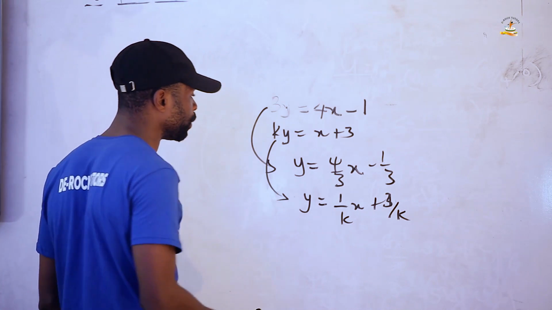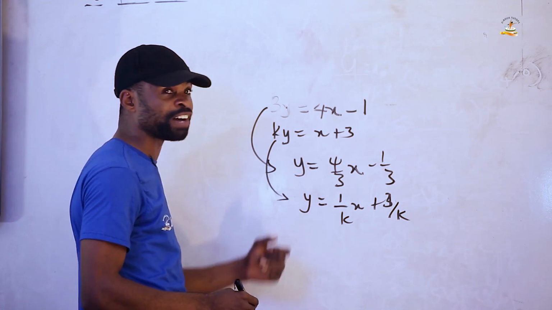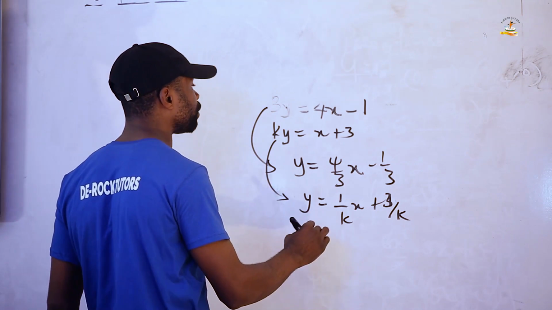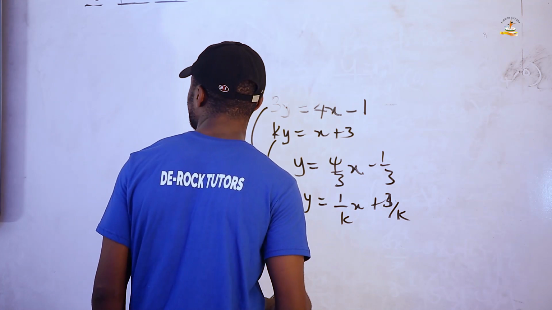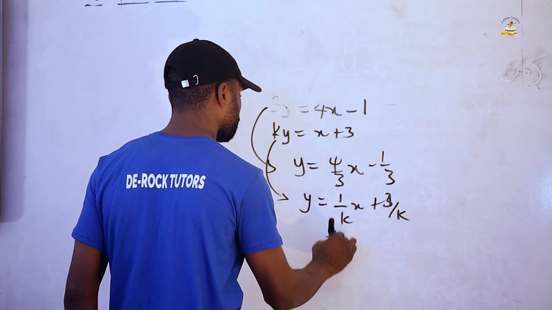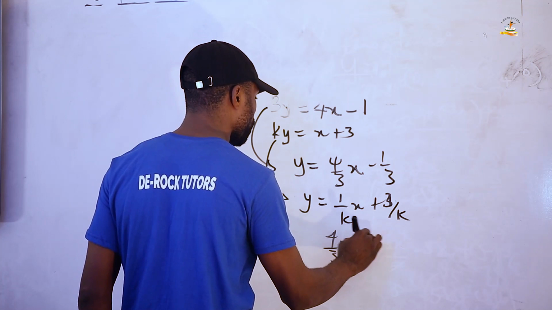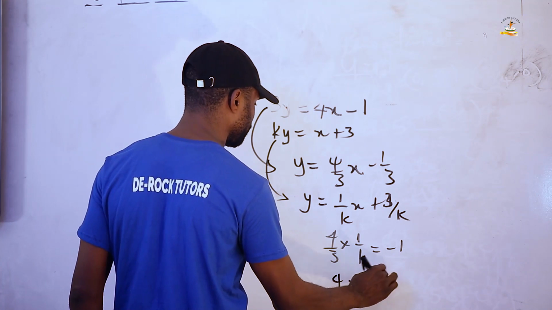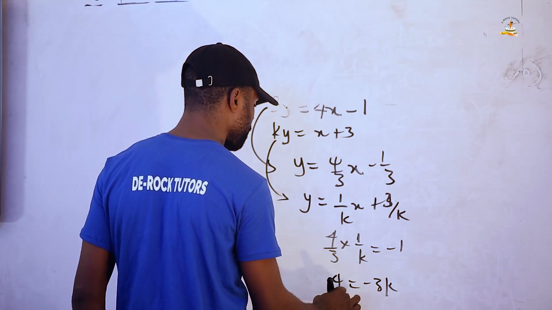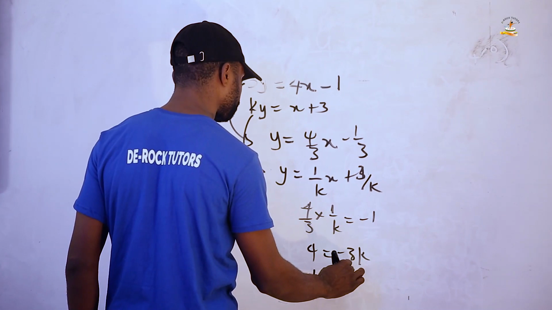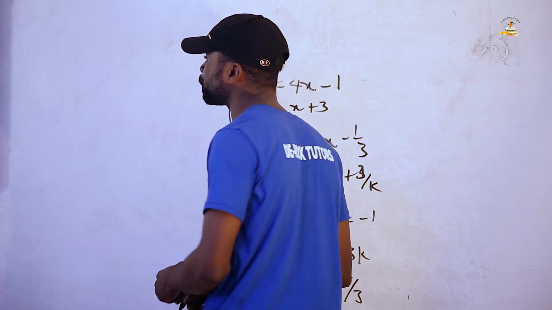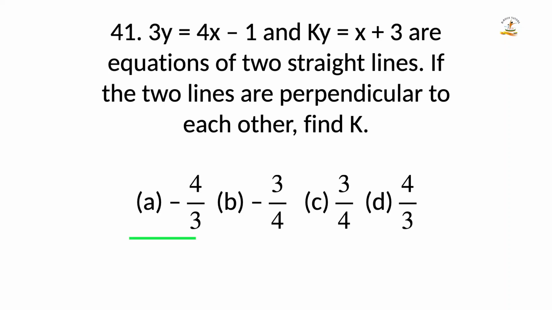Since the two lines are perpendicular, the gradient of the first is 4 over 3. The gradient of the second is 1 over k. So the product of the gradients must be equal to minus 1 since they are perpendicular. 4 over 3 times 1 over k is equal to minus 1. From here we have 4 equal to minus 3k, and we now have k equal to 4 over minus 3. So the correct option here is A, which is minus 4 over 3.